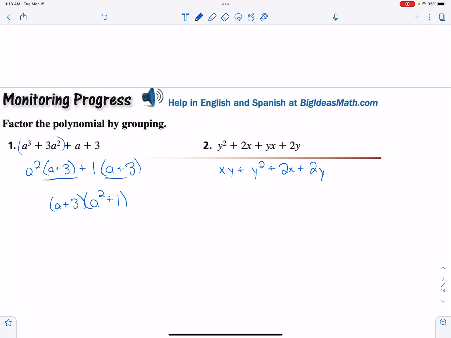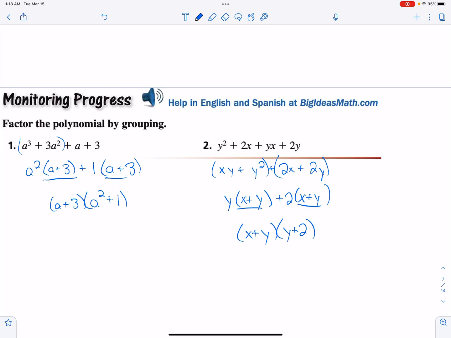Okay. This one, I can factor a y off, and I'm left with x plus y. And then I can factor a 2 off, and I'm left with x plus y. So the shared binomial is x plus y. And then I have y plus 2 is what's left.